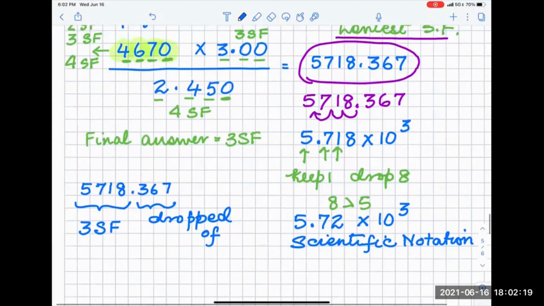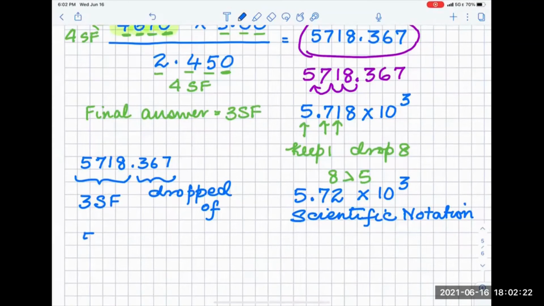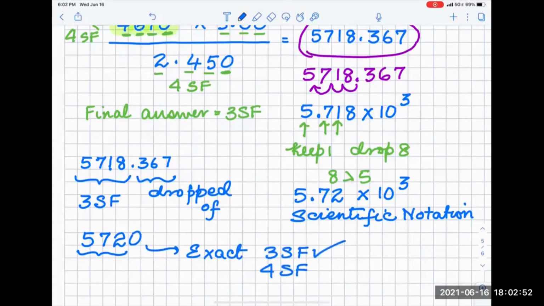So how do you make this into 3 significant figures? That means we need 5, we need 7, and we need 2, and the 1 rounds up, so 5720 would be the right one. So this gives you 3 significant figures. And again, according to that rule, because this is an exact number, it can have 3 significant figures or it can have 4 significant figures. But the final answer only wants 3 significant figures. So that's another way of showing it.